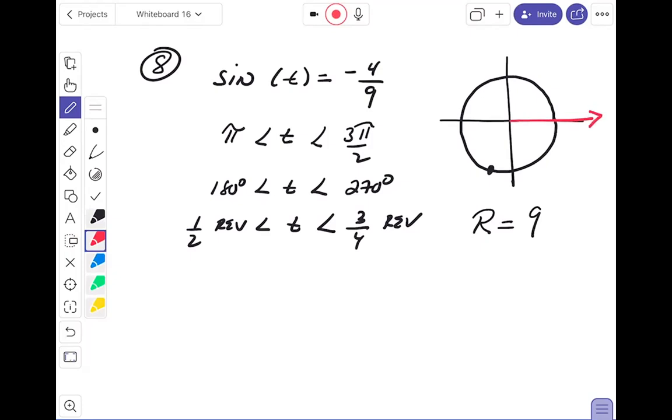Initial side. And I want to put the terminal side down. I'll tell you why I'm putting it there, by the way. The angle, this is the angle, T.